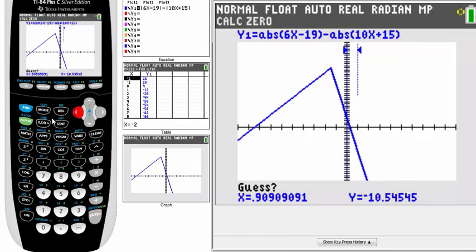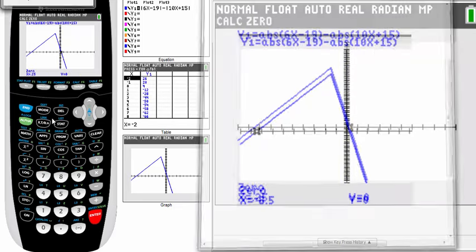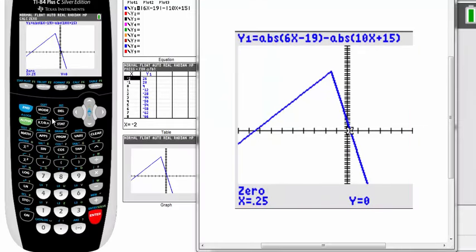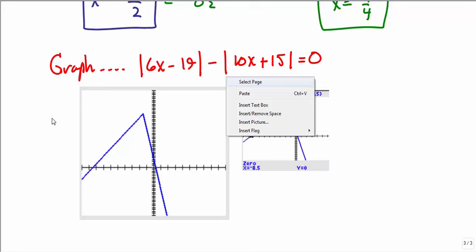And then you can just arrow over to where you think it crosses. It doesn't have to be exact, it's just a guess. And I can see here that it's crossing at 0.25. Well, 0.25 is the decimal equivalent to 1/4. So I've verified both of my solutions.